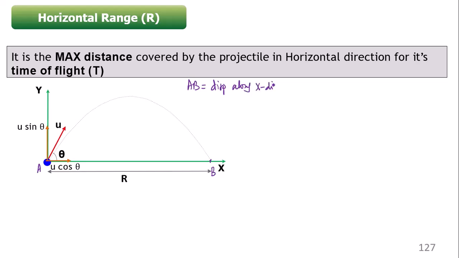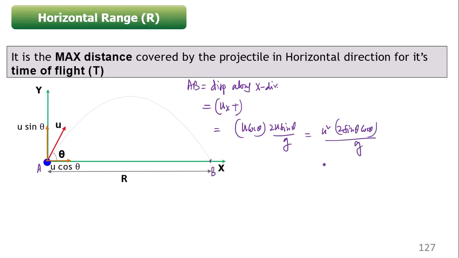And I know that along the x direction, there is no component of acceleration. So displacement can be written simply as ux into capital T. Ux is the velocity along the x direction and capital T is the total time taken by the ball to reach the ground again. So I can put ux equal to u cos theta and capital T equal to 2u sin theta by g. Or that can be written as u square 2 sin theta cos theta, the whole divided by g, and this is basically u square sine 2 theta by g.